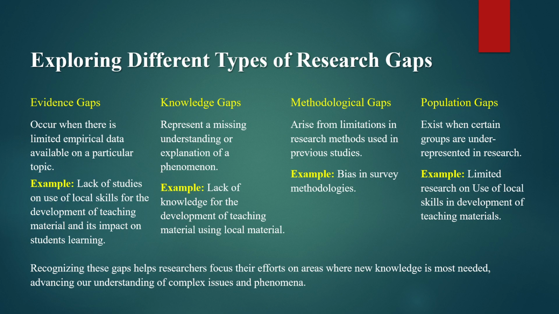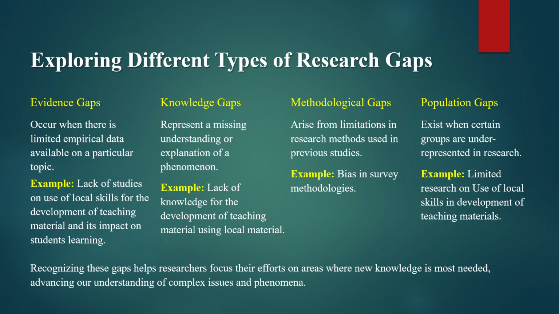In exploring different types of research gap, the first one is evidence gap. This occurs when there is limited empirical data available on a particular topic. For example, a lack of studies on the use of local skills for the development of teaching material and its impact on the students' learning. There has been a lot of research done on the impact on students due to the use of local skills, but the use of local skills in developing teaching material has not been done so many yet. So there is an evidence gap in this topic.